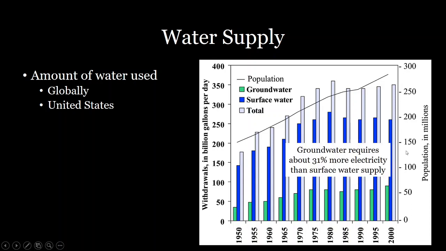The important thing also, though, is that groundwater requires 31% more electricity than surface water to supply. And that's because water is really heavy, and groundwater can be really deep underground, and it takes a lot of electricity and energy in order to pump that water up to the surface. And so the more surface water we can use, usually the more fuel efficient we are at gathering our water.